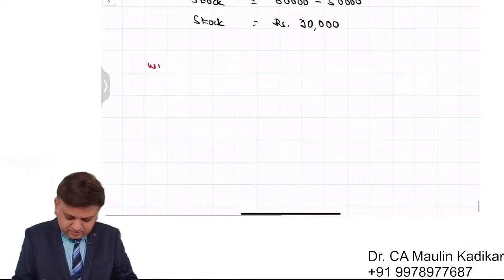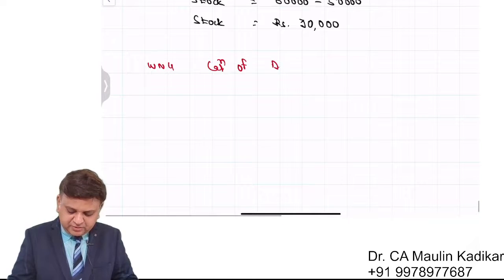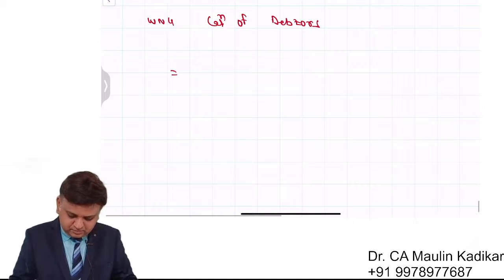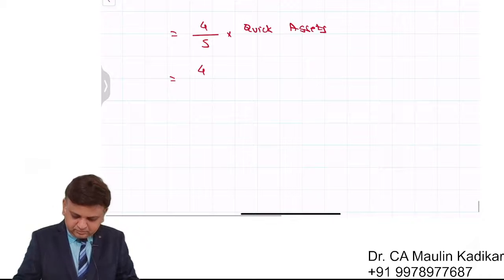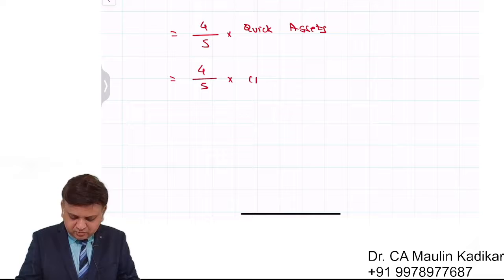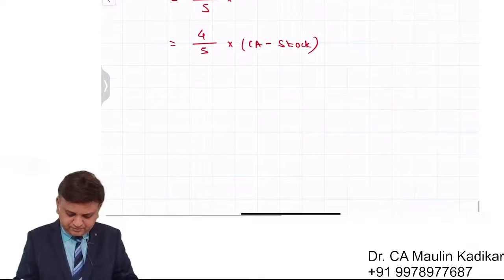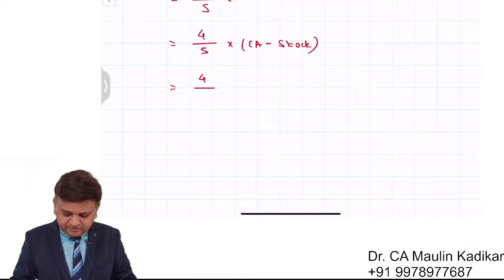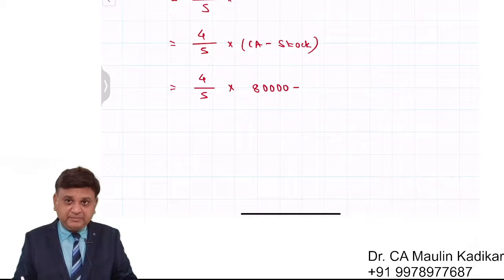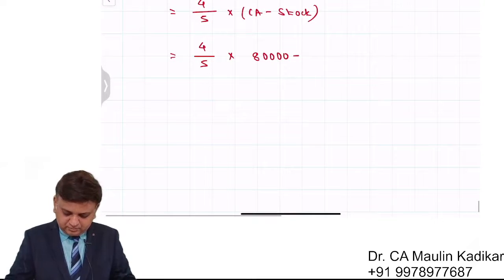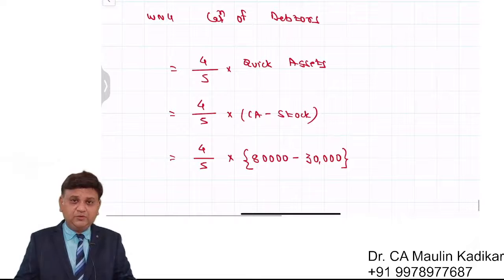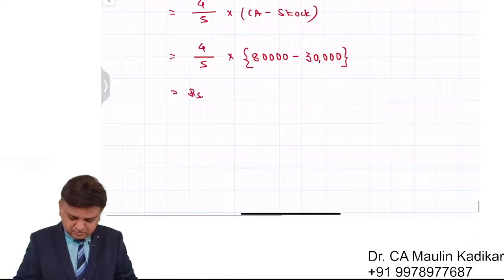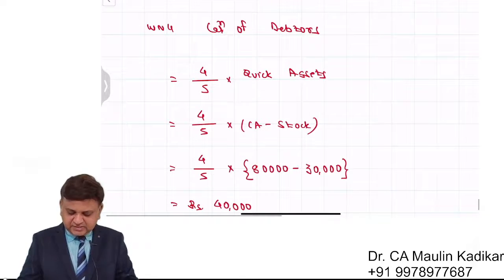So working note number 4, calculation of debtors. It is 4 divided by 5 into quick assets. It is 4 divided by 5 into current assets minus stock. It is 4 divided by 5 into 80,000 minus, what is the stock value? 30,000. Eighty minus 30 is 50. 50,000 into 4 by 5. That comes to 40,000. That is the way the debtors are calculated.